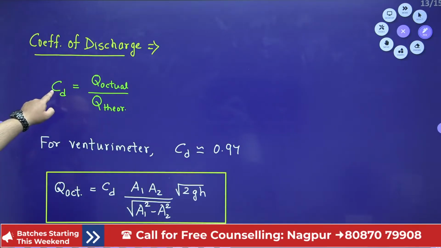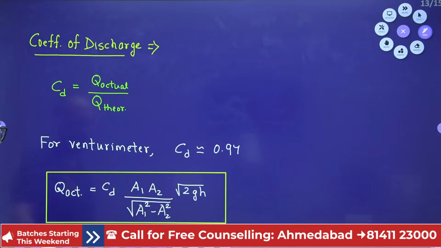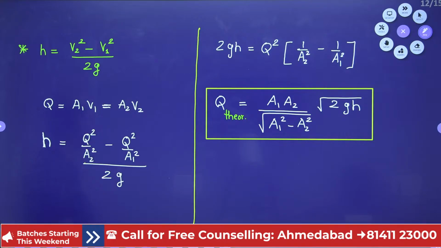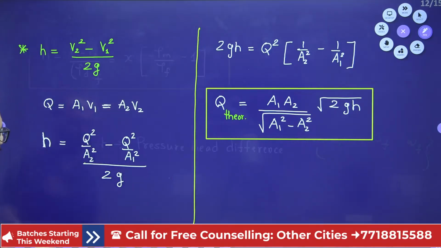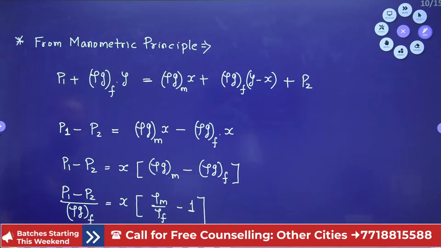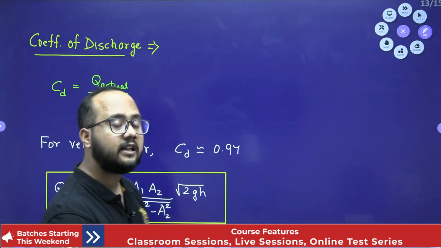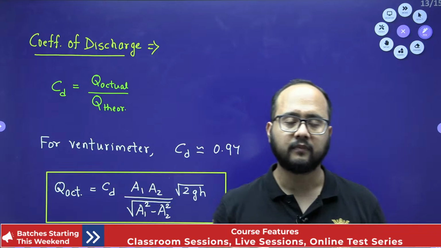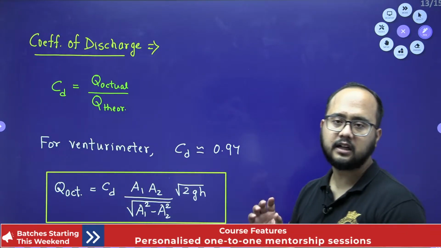How to calculate the CD value? Actual discharge divided by theoretical discharge. What is the range of this, sir? CD value you are asking, right? So CD value, yes, it is 0.97 to 0.98. So it means it is a mostly accurate device. Highly accurate results it will give you.